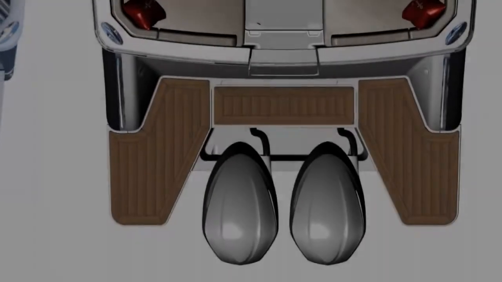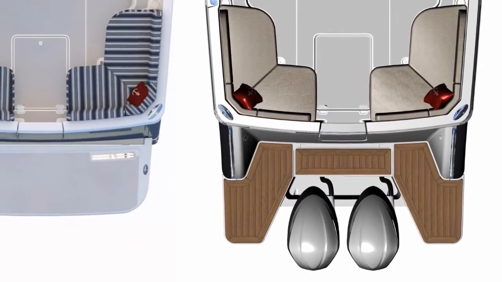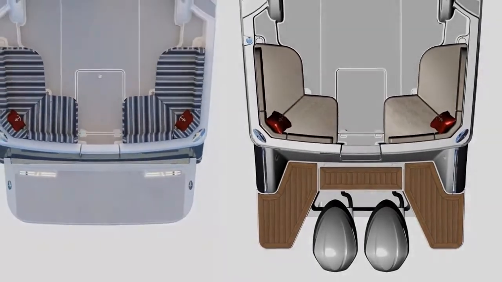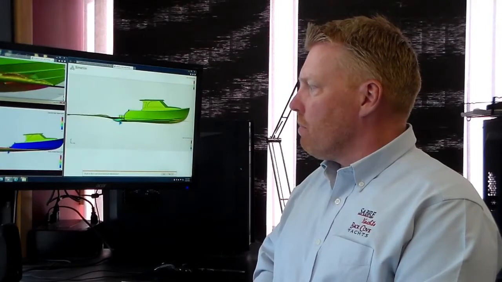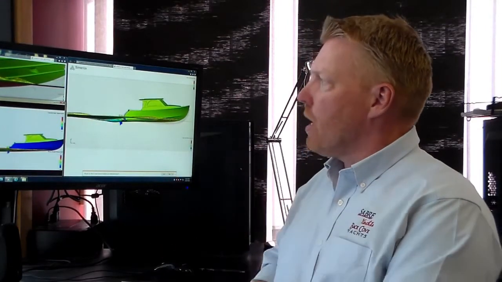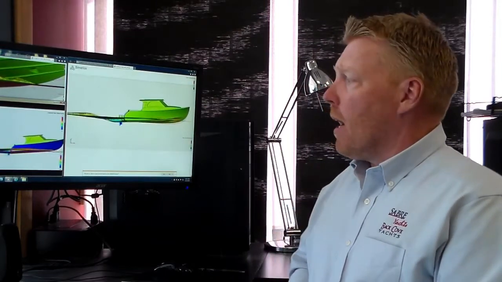The second thing that was really important is the nuances of the outboard drives themselves as they differ from an inboard straight shaft driveline. So it's really important to be able to design the hull so that we capitalize on all the benefits that the outboards have to offer.